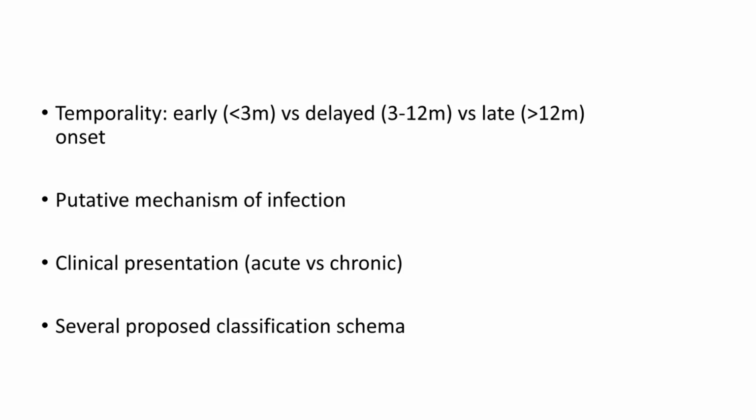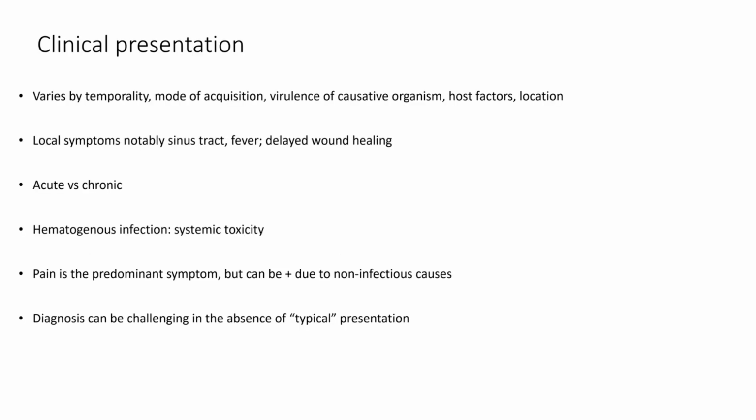Acute PJI is not subtle, right? Early onset PJI tends to be acute, so it'll be a red, hot, swollen joint, and you kind of have your answer once you get the tap. But obviously the clinical presentation can be highly variable. If it's a more chronic or delayed infection, they will have very indolent symptoms. They can develop sinus tracts. They can have delayed wound healing. And if they're bacteremic, obviously they will have the systemic toxicity associated with that.